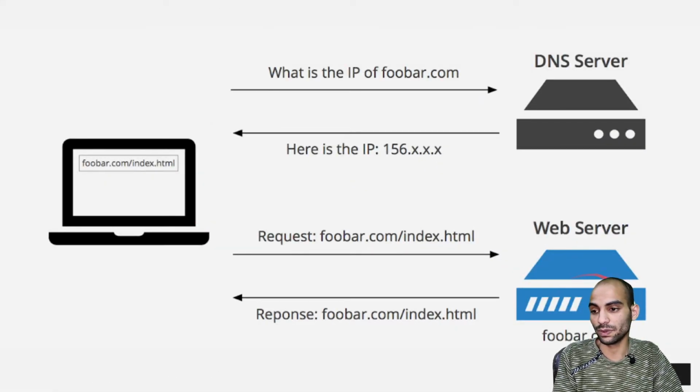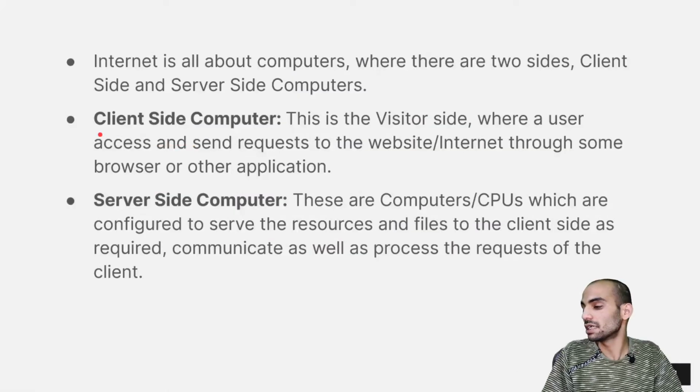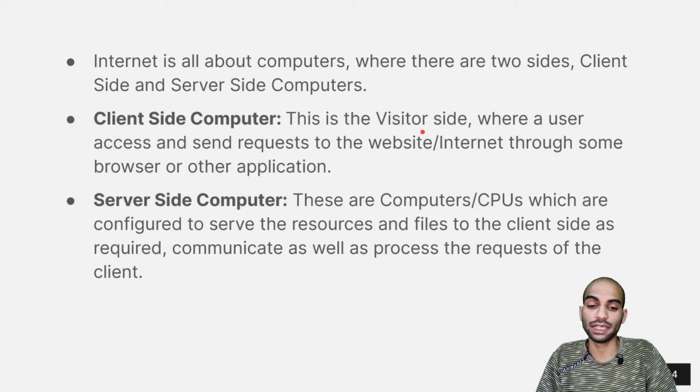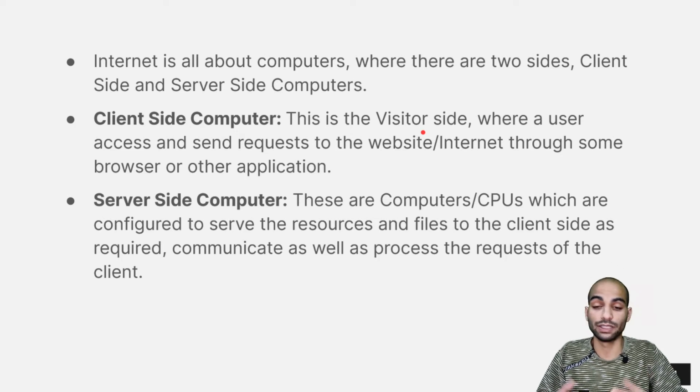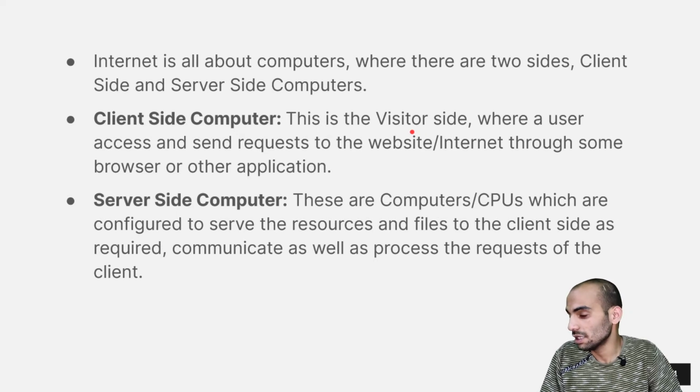Here also, this is a computer where the DNS server will provide the unique IP, and then we will try to access that unique computer, the files or whatever we are requesting. We will be able to request that and access that. So here we have the client side computer, which is the visitor side, the user side, where a user is trying to access or send a request to the website or the internet through some browser or other application. The application can be anything. It can be a browser, or maybe they have their own application, but basically this is the client side where we are trying to access the thing.